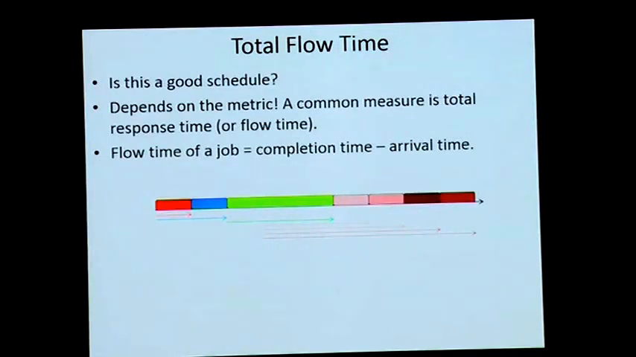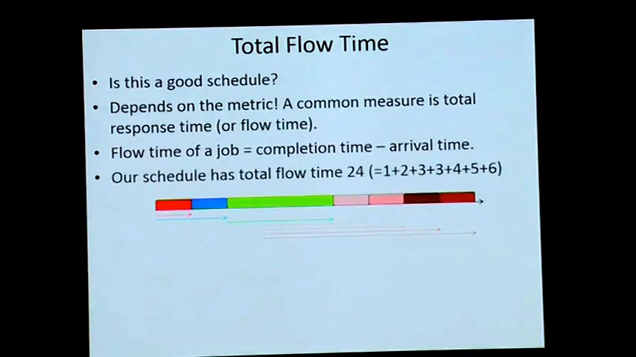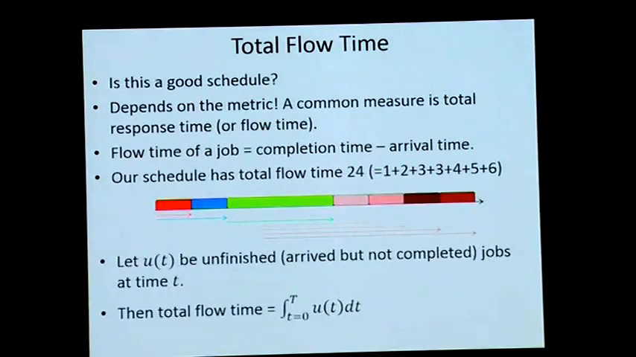And so these arrows here denote the flow time of the jobs. Right? So the red job was released at this time and it finished at that time. The blue job was released at this time and it finished at that time. And so the total length of these arrows is the total flow time of the schedule. And you can compute what the total length is, and it's 24.